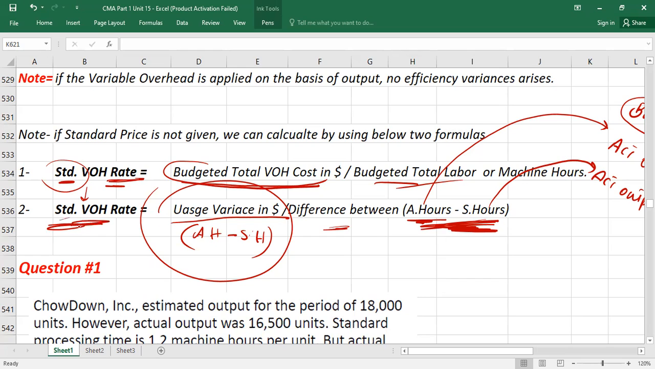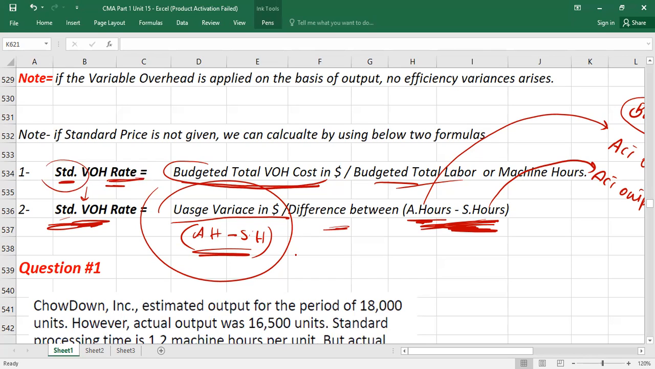Another way to get the standard rate is what? Efficiency variance in dollars divided by the difference of actual hours and standard hours. This will give you the standard rate. Okay? Clear? This was variance. Which variance? Variable overhead variance.